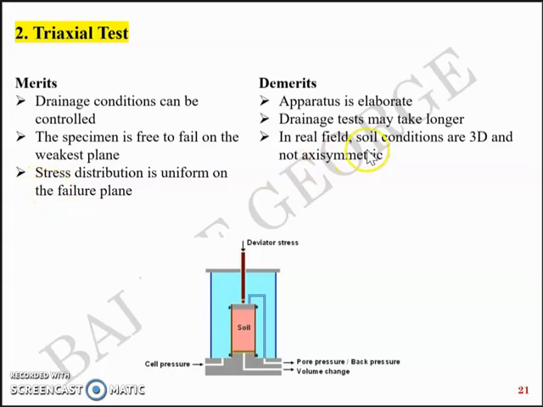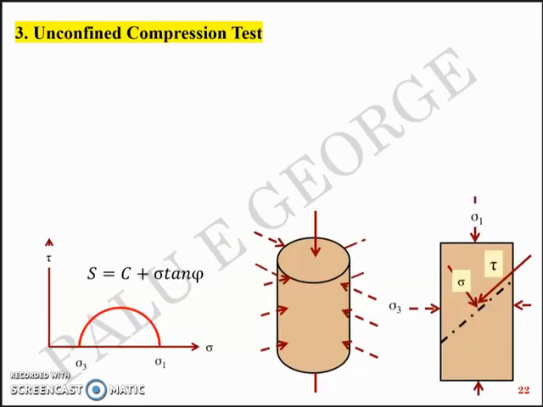Irrespective of all these demerits, the triaxial test is usually followed, at least in our country, to have dependable values of C and phi. The third test you can have in the laboratory to find the shear strength parameters is the unconfined compression test.